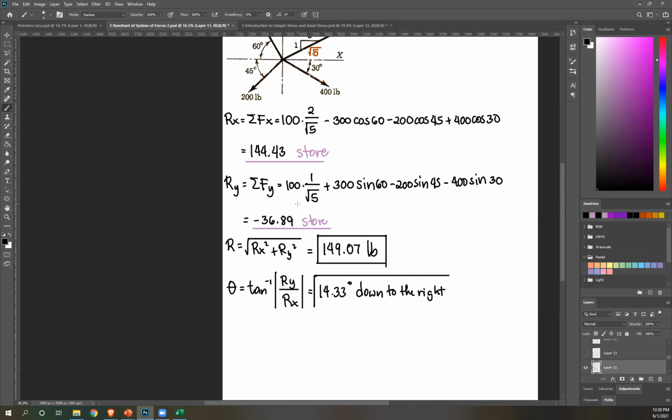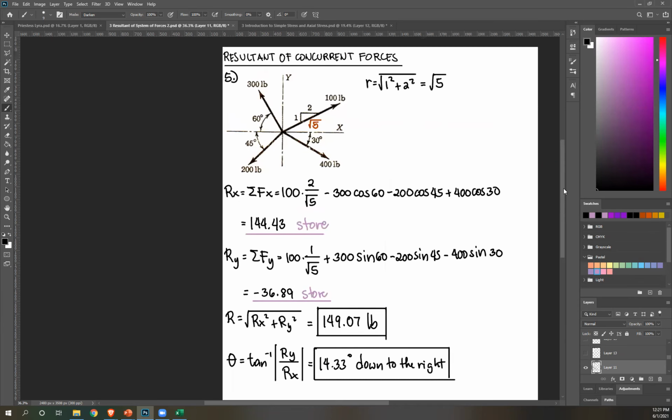Again, that direction depends on the sign of your Rx and Ry. Okay. So that's number 5. Any questions for number 5? Please answer in the chat.